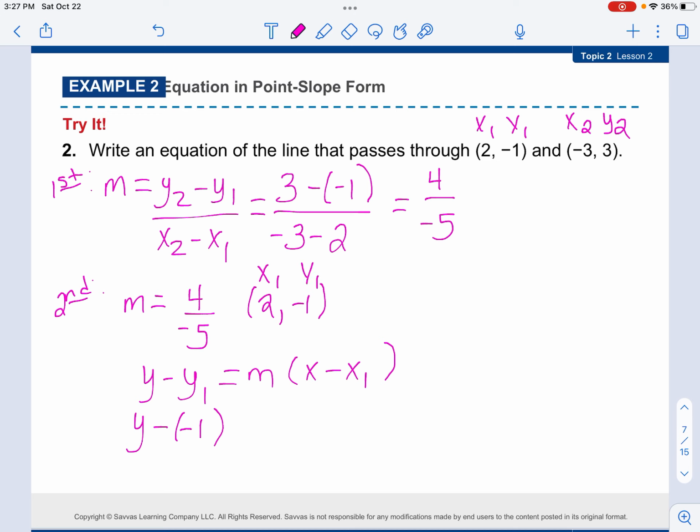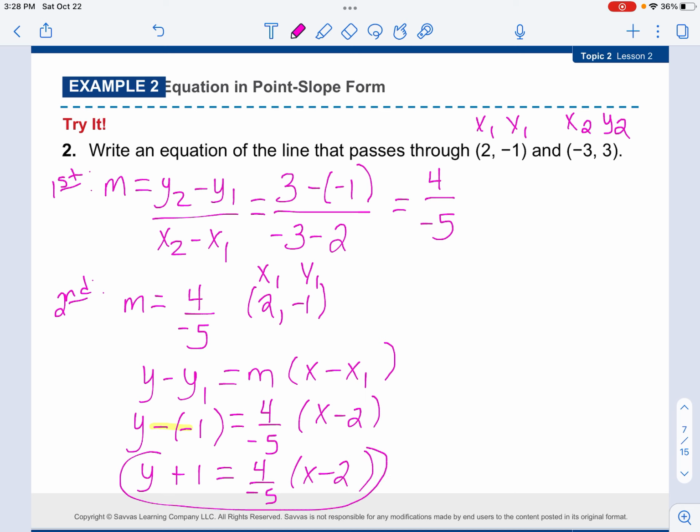So y minus my y1, which is negative 1, is going to equal my slope, 4 over negative 5, x minus 2. Have a negative and a negative, so I'm going to rewrite this as y plus 1 is going to equal 4 over negative 5, x minus 2. That's my final equation written in point slope form.